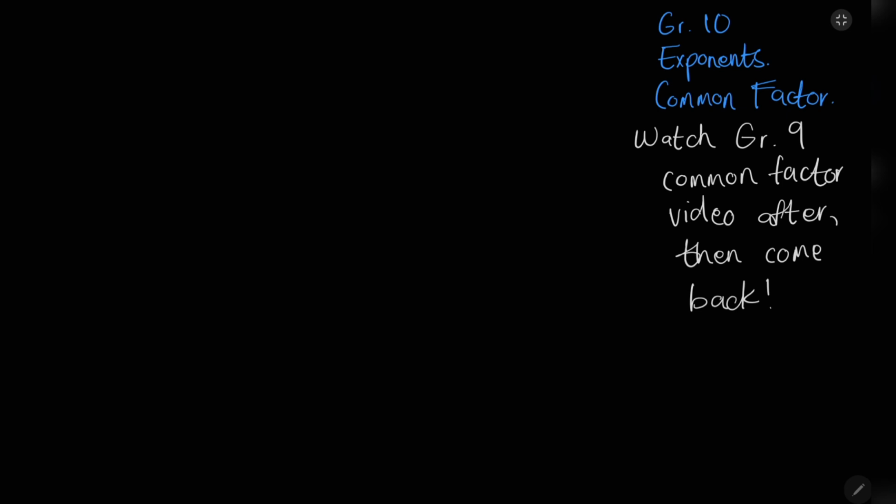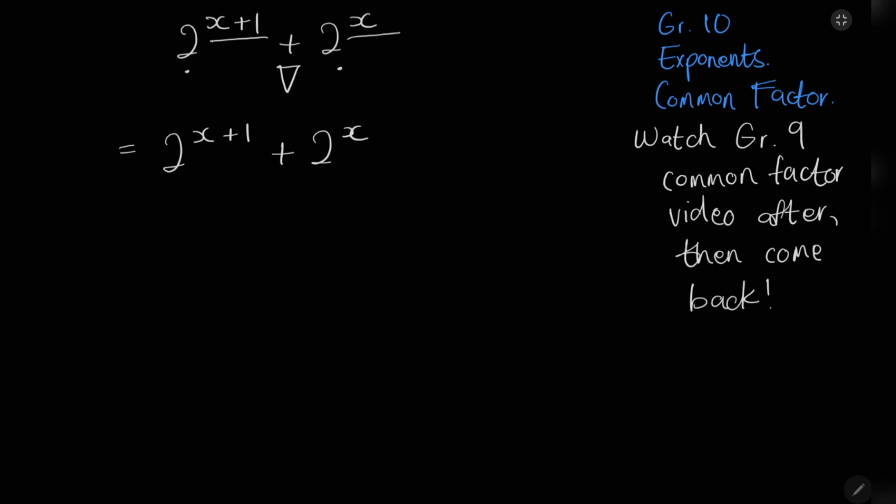However, if you have, let's say, 2 to the power x plus 1 plus 2 to the power x, do you have the same base? Yes. However, the bases are added. They are not multiplied. So you cannot add their exponents. So how do you solve this? Let's rewrite this here: 2 to the power x plus 1 plus 2 to the power x.